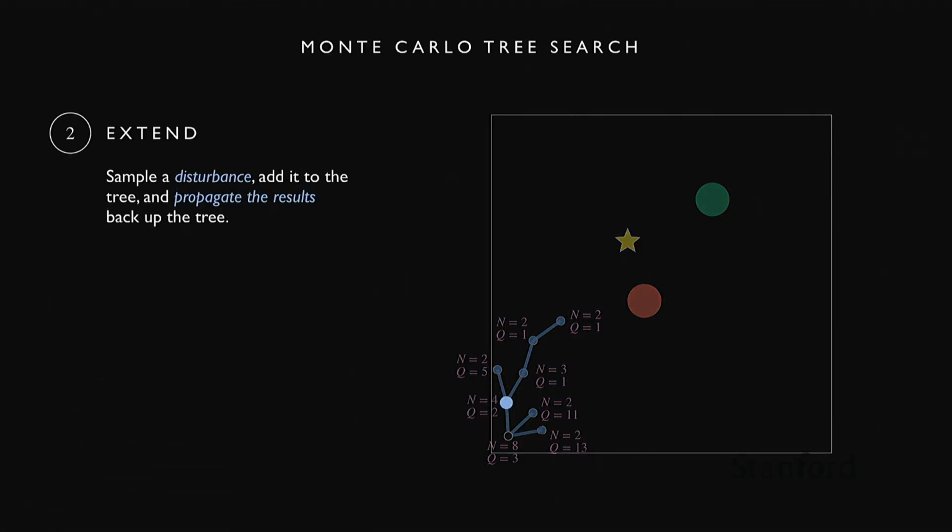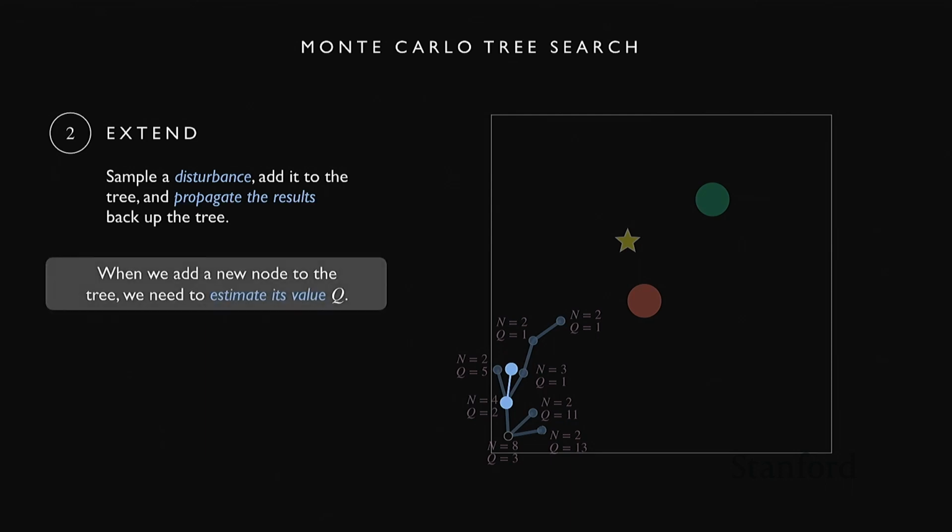Okay, so now we've decided that we're not going to propagate down the tree any further. We're going to extend this node that we're at. And so what we do is we just sample a disturbance. So maybe we sample this one, for example. We add it to the tree. And then whenever we add a new node to the tree, we need to initialize its n and q. So n is just going to be 1. We just visited it this one time.